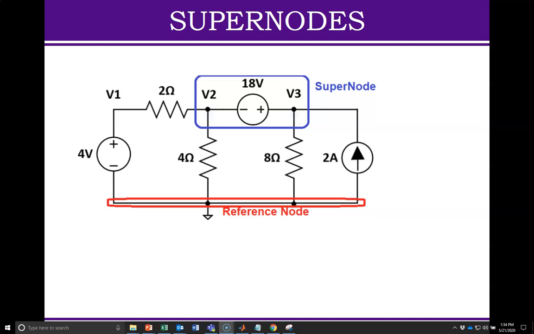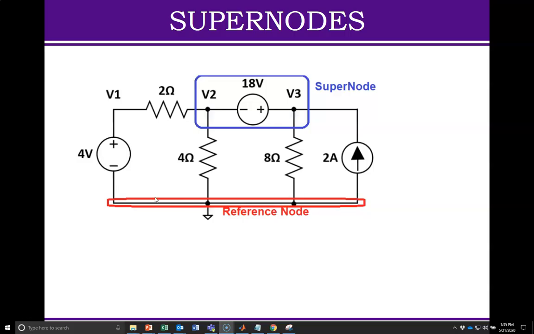All right, let's take a look at the SuperNode circuit. So what makes this a SuperNode? We have this 18 volt power supply right here, a voltage source. The two ends of the voltage source are V2 and V3, and what we see in this picture is that neither V2 nor V3 is actually the reference node.